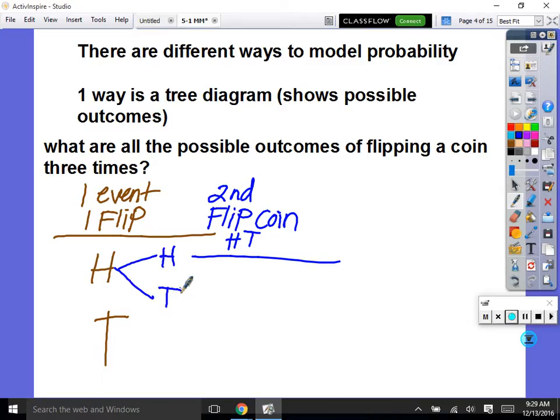Now let's go back to our first event. Let's pretend on the first event we got a tails. Now let's flip our coin the second time. Weren't we going to get a heads or a tails? So after we got tails, the second time we got then a heads or a tails.